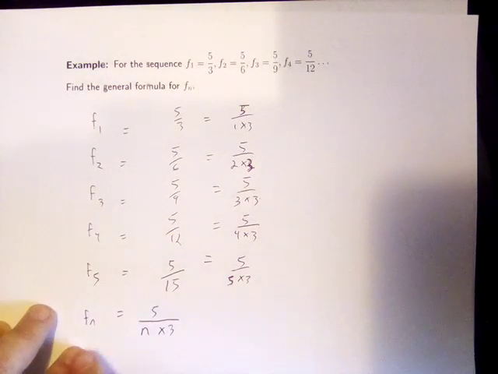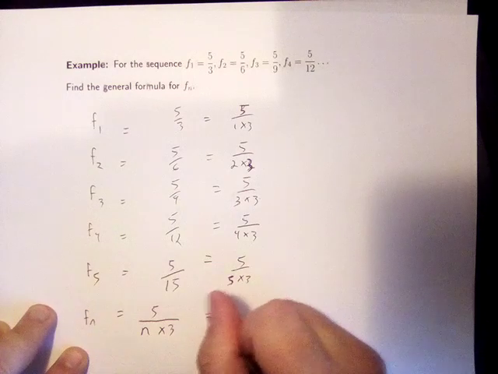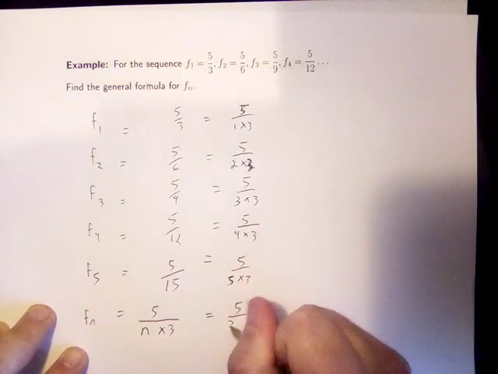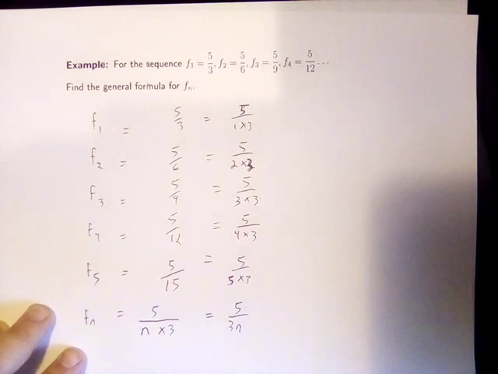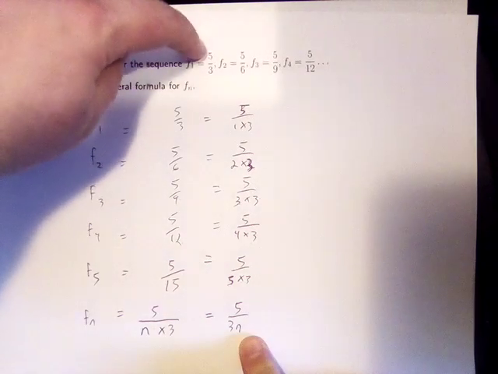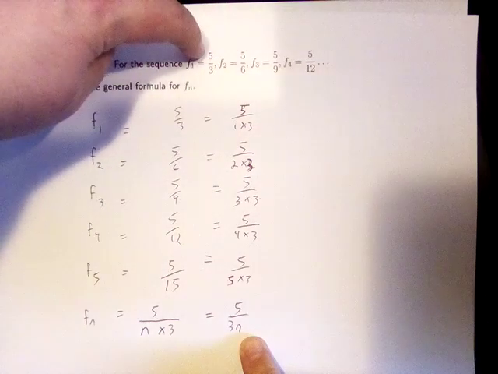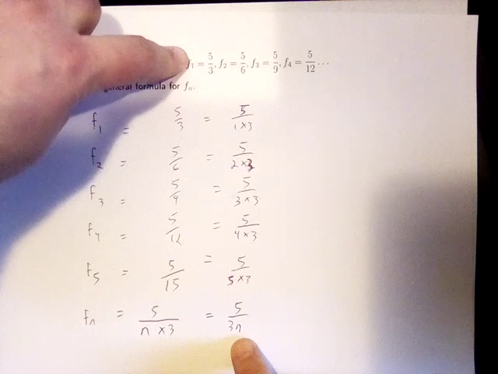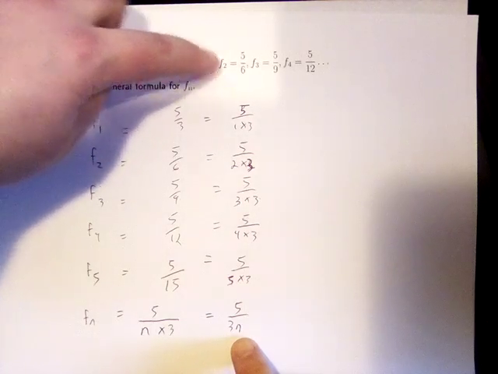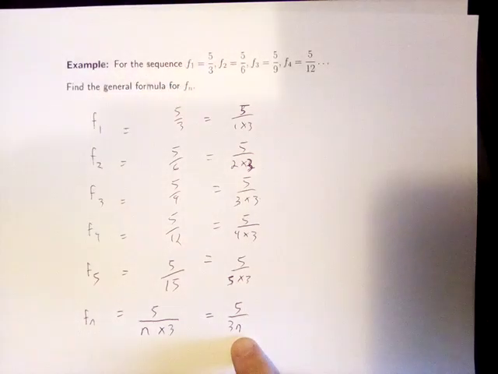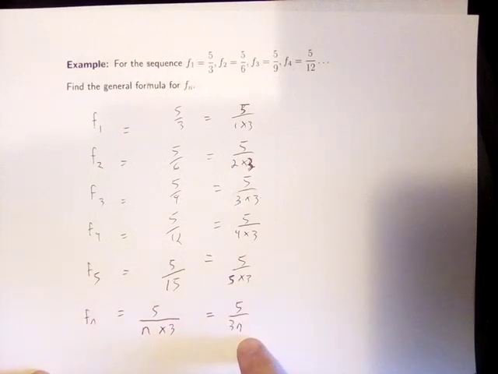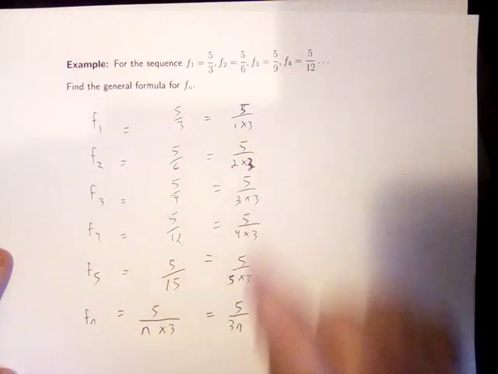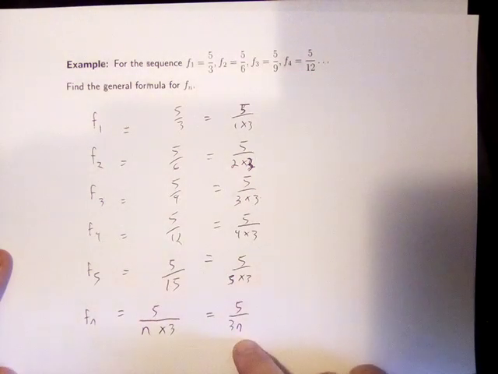It looks like this should be the pattern that I have, which I could write as 5 over n times 3, or more compactly, 5 over 3n. This would be a formula that does generate all of the terms of the sequence. When n is 1 for the first term, this does give me 5/3. When n is 2, this formula will give me 5/6. For the third term, it will give me 5/9. For the fourth term, when n is 4, it will give me 5/12.